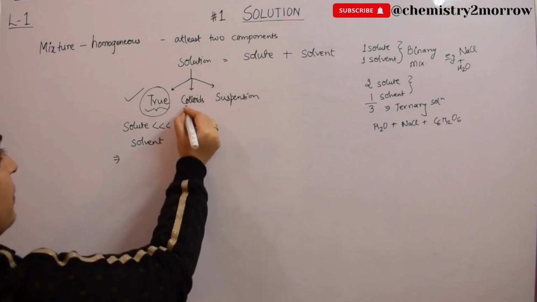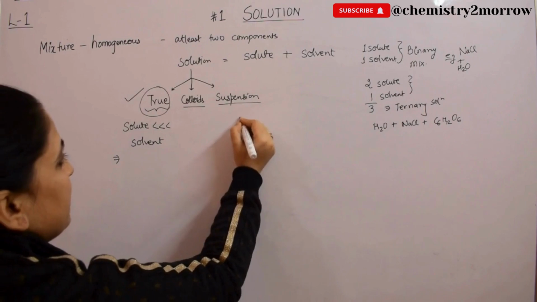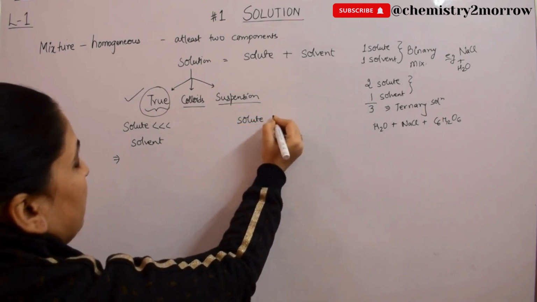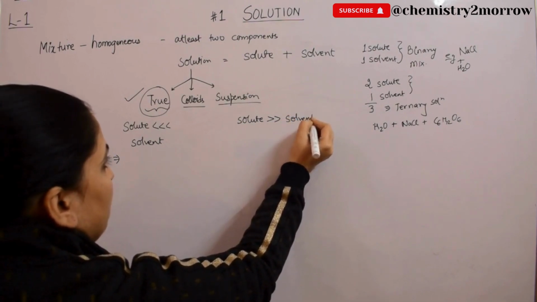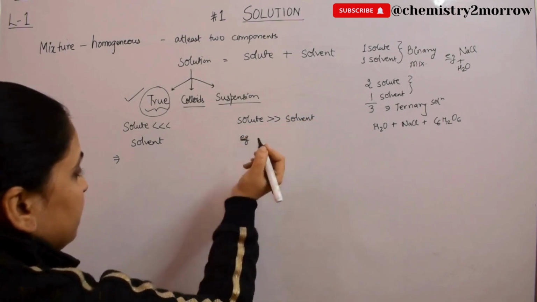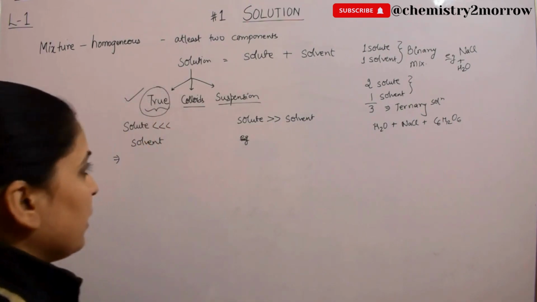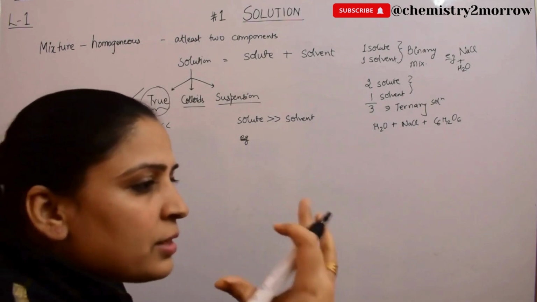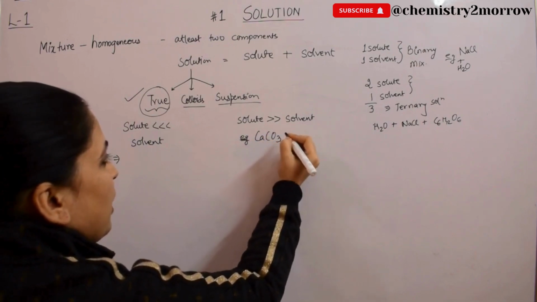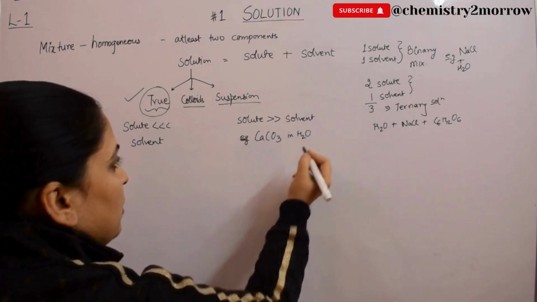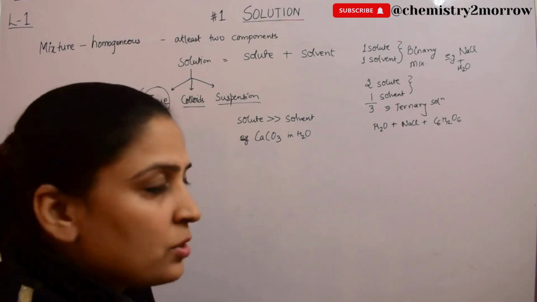So let us see the basic definitions of colloids and suspensions. Suspensions are basically when the solute particle has a very large size as compared to the solvent. For example, you have a chalk solution. Those chalk particles are suspended in water, and chalk is basically calcium carbonate. These suspensions are heterogeneous mixtures.